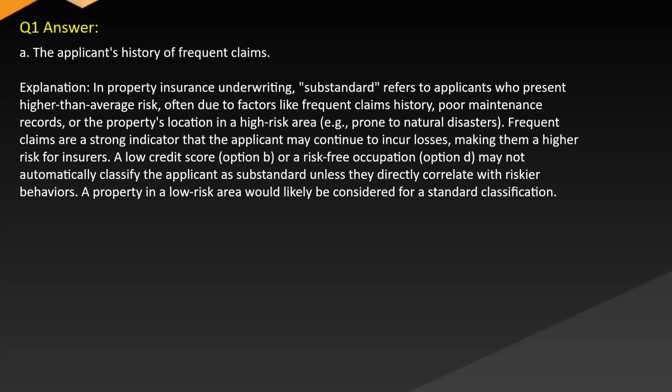Frequent claims are a strong indicator that the applicant may continue to incur losses, making them a higher risk for insurers. A low credit score, option B, or a risk-free occupation, option D, may not automatically classify the applicant as substandard unless they directly correlate with riskier behaviors. A property in a low-risk area would likely be considered for a standard classification.